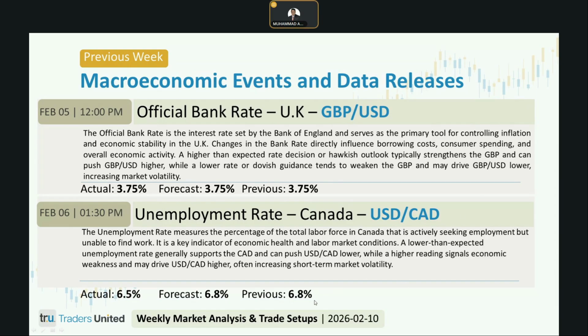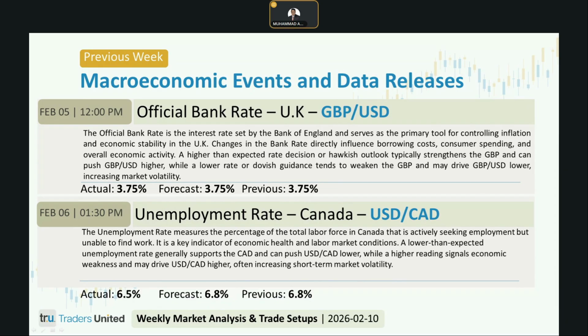The previous number was 6.8%, forecast was also 6.8%, and the actual number came out at 6.5%. Canada's unemployment rate came in lower than expected at 6.5%, signaling a stronger and more resilient labor market than the market had anticipated. This positive surprise supported the Canadian dollar immediately after the release.